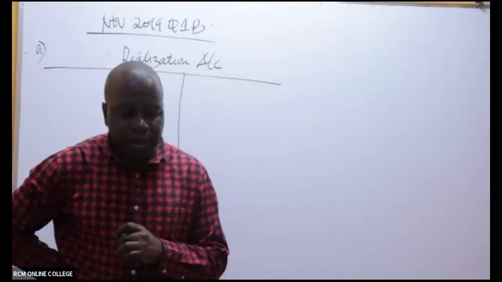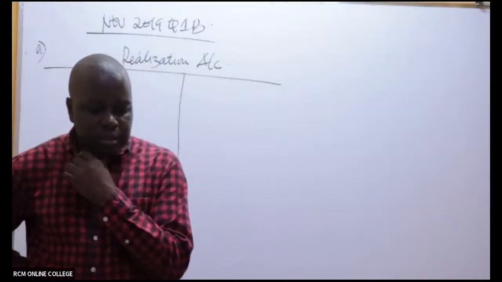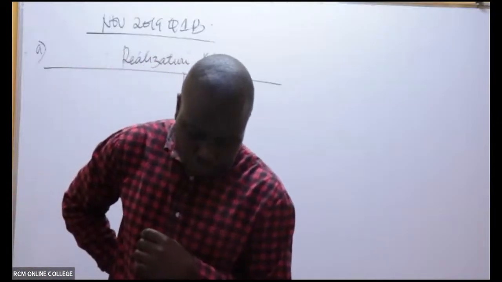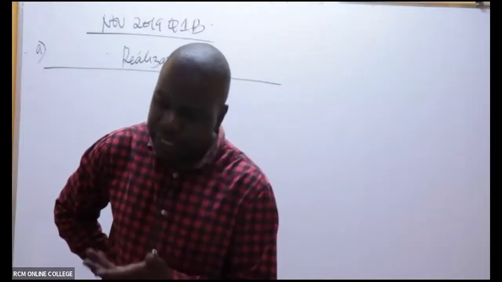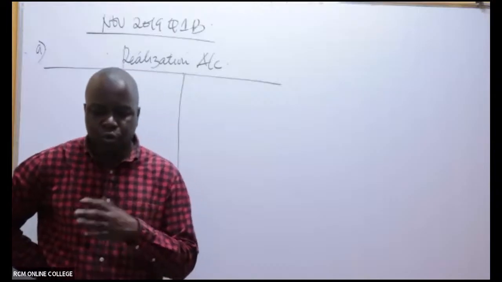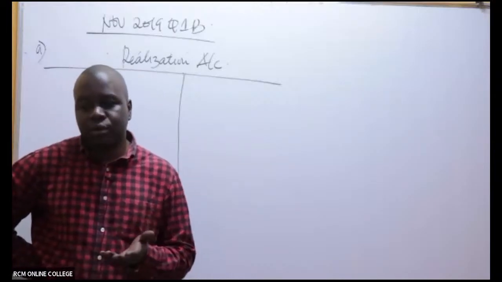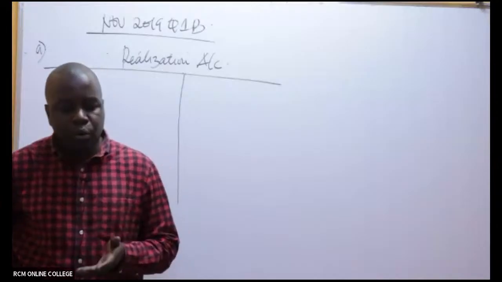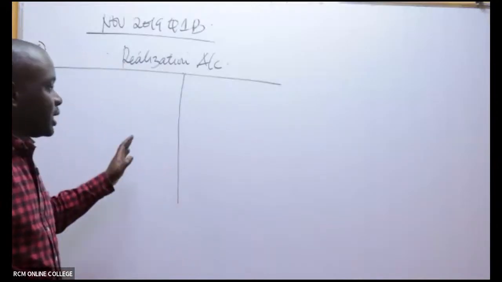The current liabilities which have actually been taken over. So in this case, you also credit the purchase consideration. You can look at that format. I don't know if you've been able to go back and look at it, because that is ideally what you're going to base on when you are coming up with this realization account.